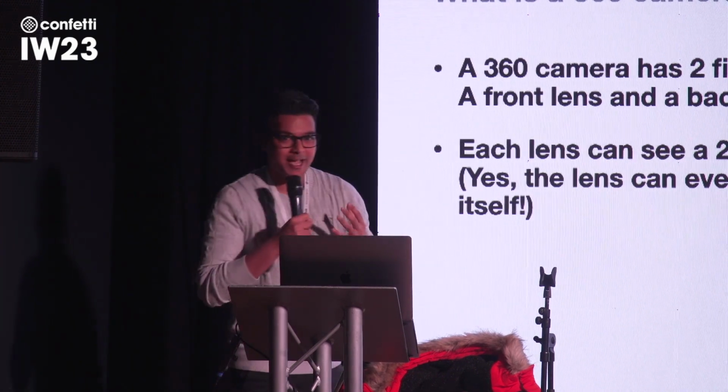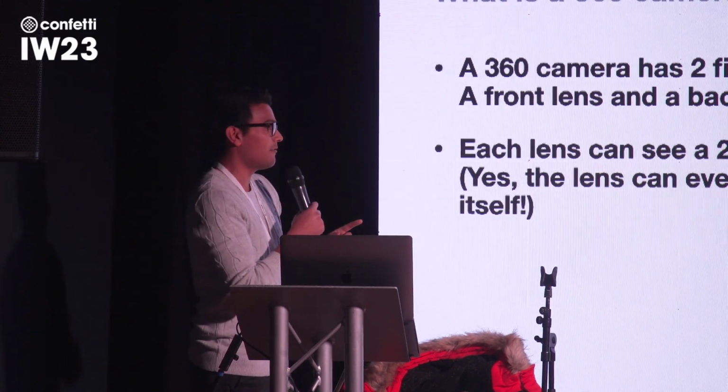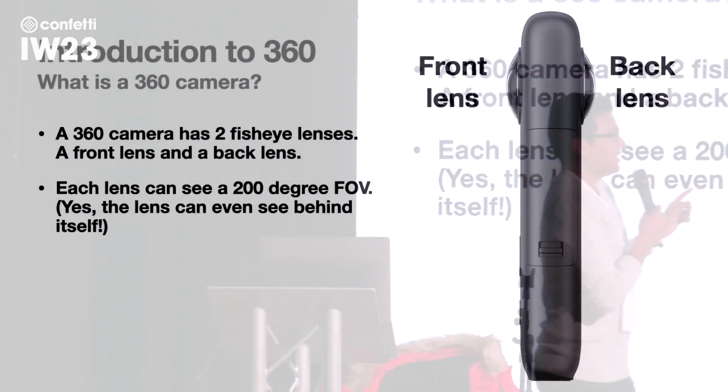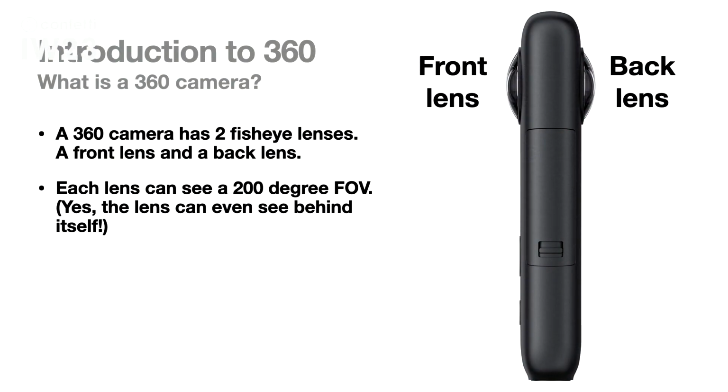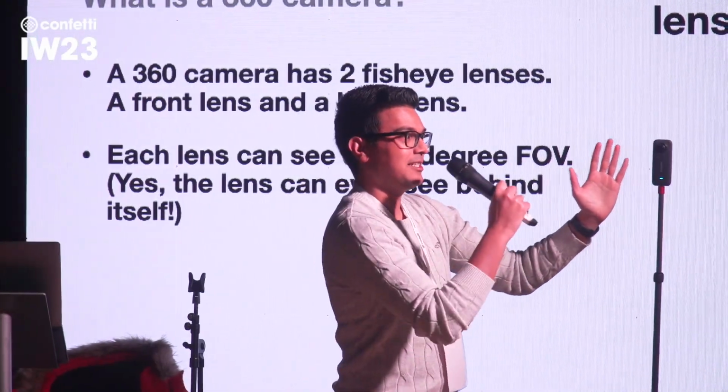So how is it actually working? How are we able to see all around us? Well, a 360 camera, the latest ones, the consumer ones, they have 2 lenses, a front lens and a back lens. Each one of these lenses has a 200-degree field of view. So this lens can even see behind itself. And both lenses can see behind itself.